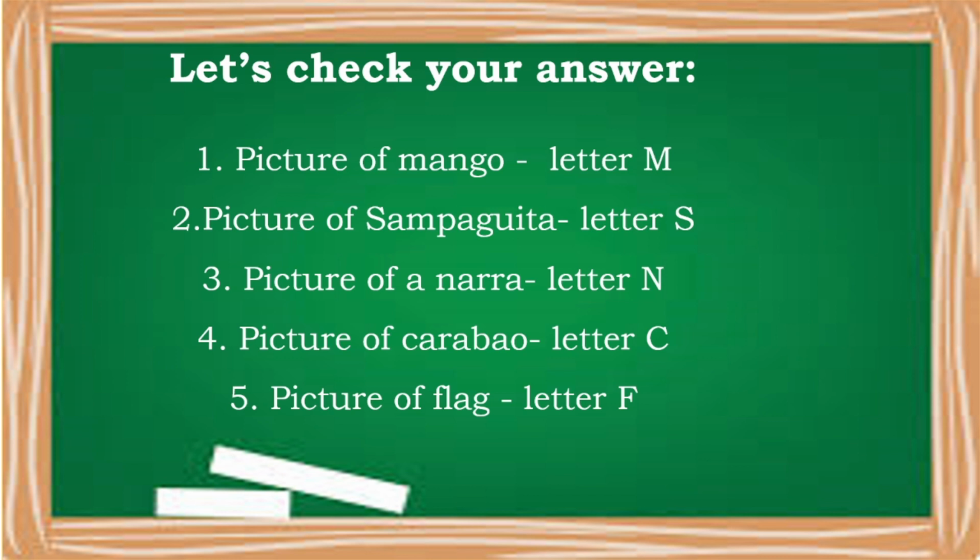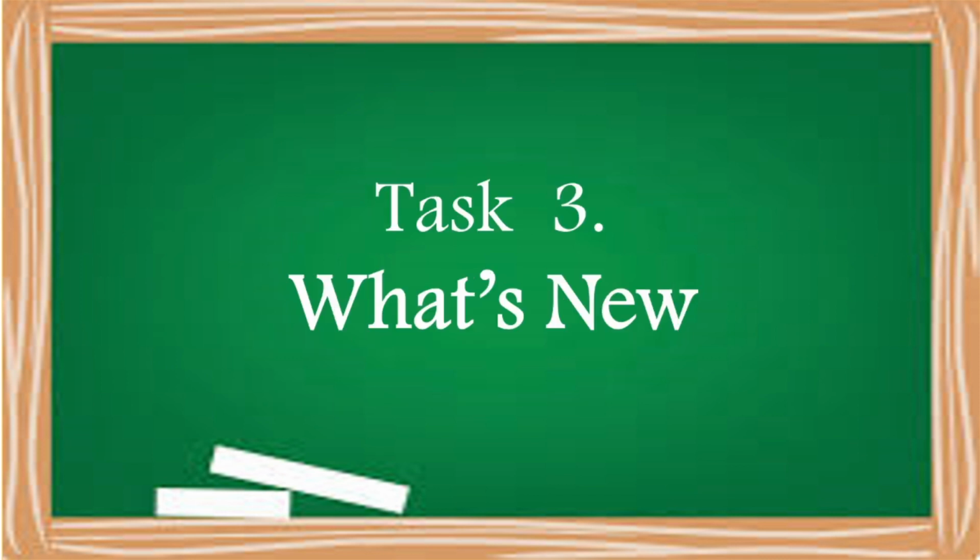Number 1, picture of mango. And the beginning letter is letter M. Number 2, picture of sampaguita. And the beginning letter is letter S. Number 3 is picture of narra. And the beginning letter is letter N. Number 4, picture of a carabao. The beginning letter is letter C. Number 5, picture of a flag. The beginning letter is letter F. Did you get the correct answers? That's good. Let us now proceed to your task 3.